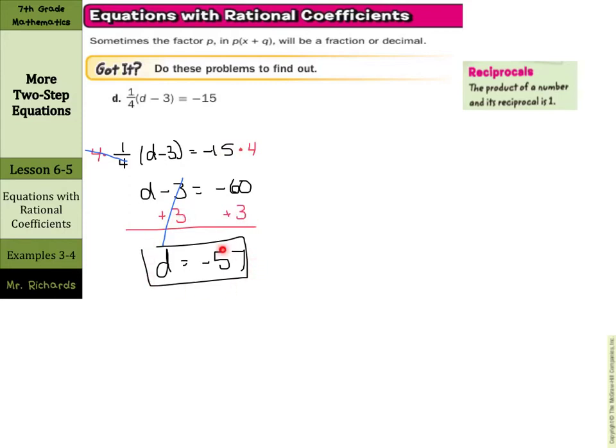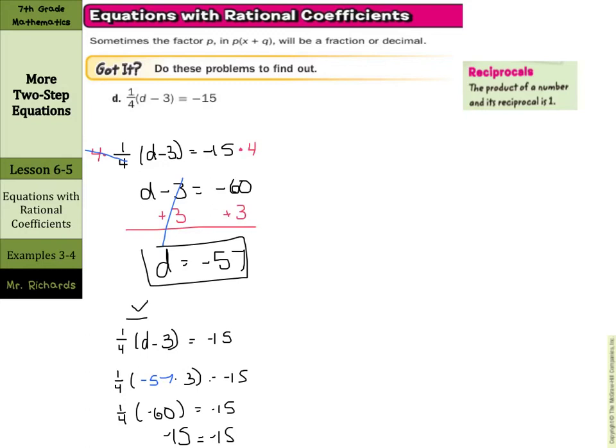Now again, we do need to show our check step. So rewrite the original equation, 1/4 times the quantity d minus 3 equals negative 15. Make your substitution in for d, which is negative 57, minus 3 equals negative 15. 1/4 times negative 60, as negative 57 minus 3 is negative 60, equals negative 15, and 1/4 of negative 60 is negative 15. And our solution is d equals negative 57.